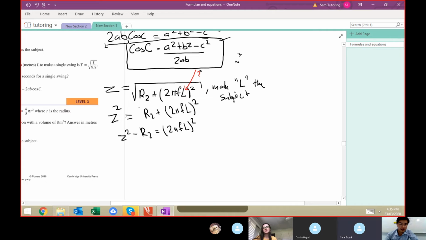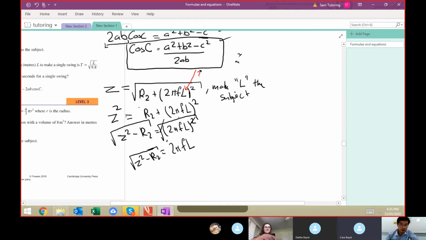Square root. So what we can do is get rid of that square by square rooting both sides. The squared and the square root cancel off, and you'll be left with this expression now: 2πFL equals the square root of z squared minus r2. We're almost done.